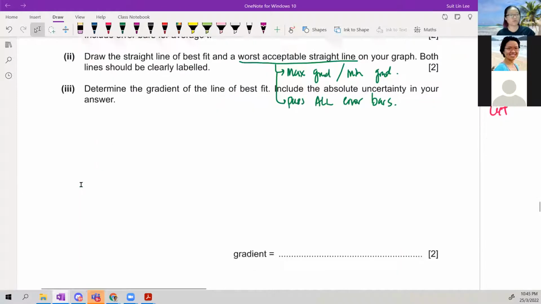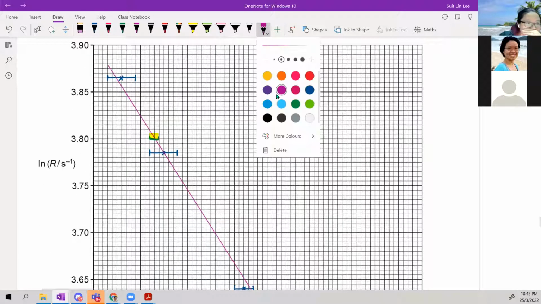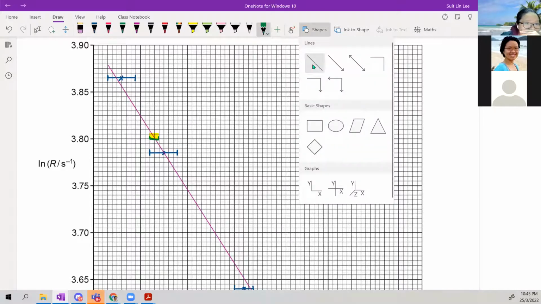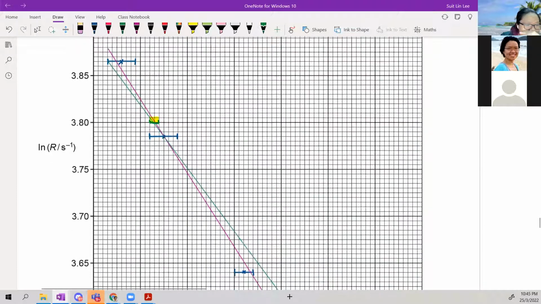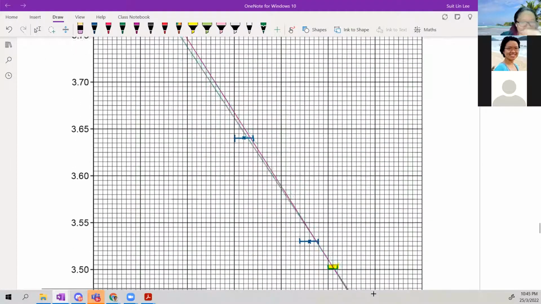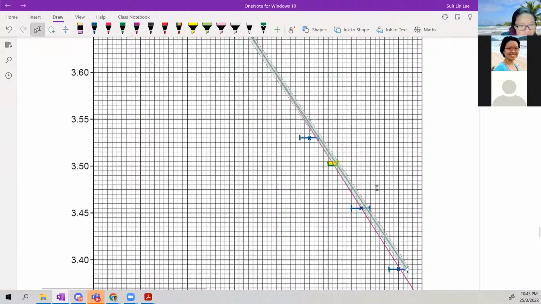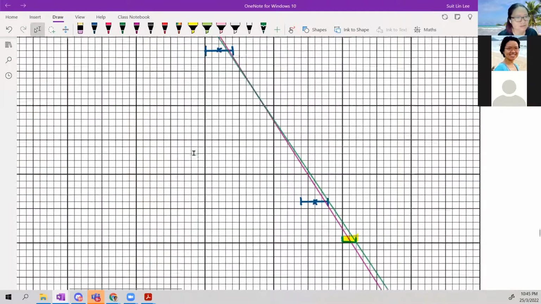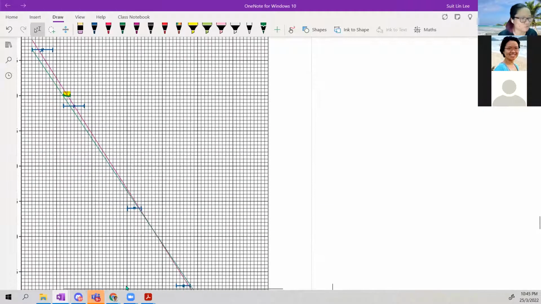The trick is to go from left to right or right to left. Let's say I go from left to right. Change color. Take your ruler, start from the left side of the first error bar and extend, and find the right side of the last error bar. Before you commit to drawing this line, make sure that the ruler passes through all the error bars. This one got pass. This one, maybe no pass. So maybe I will have to not choose this line, but I'll draw both for you.